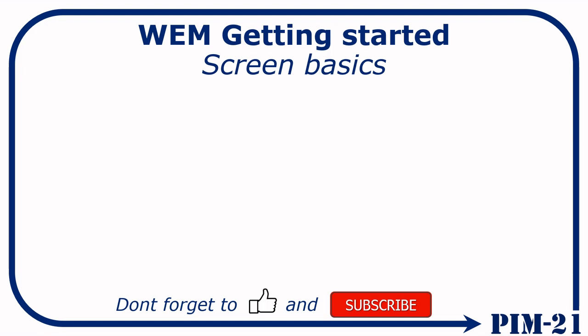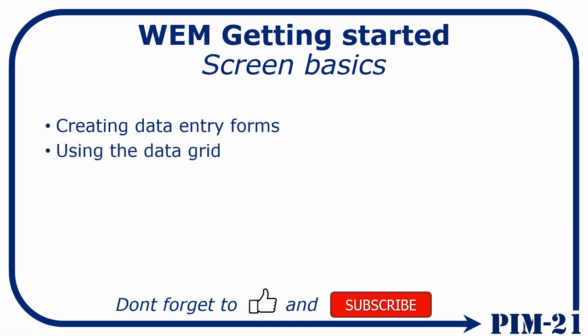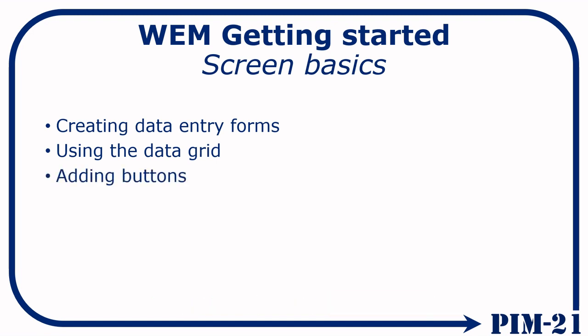In this WEM Basics tutorial, we will look at the basics of screen development. First, we will create entry forms for orders and order lines. Next, we will see how we can create a tabular overview using the data grid. And then, we will add buttons to our main screen.